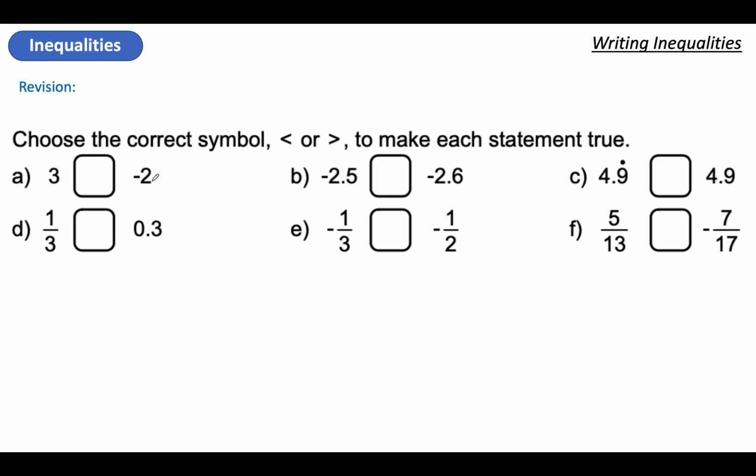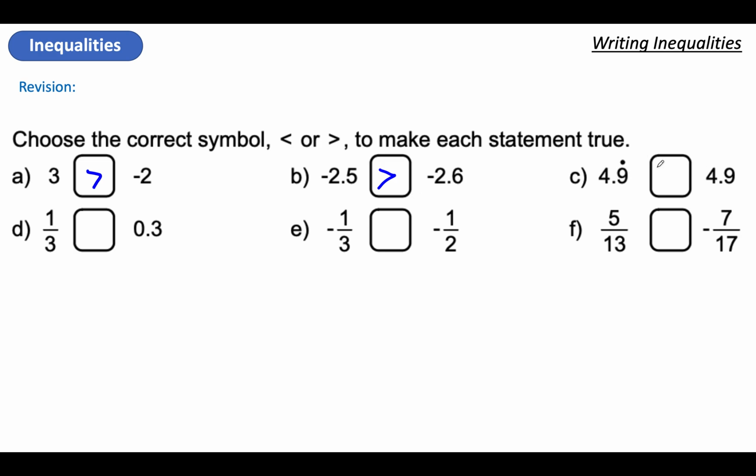Okay, 3 and negative 2. Well, 3 is bigger than negative 2. 2.5 and negative 2.6. Well, negative 2.5 is bigger than negative 2.6 because it's negative. This one is definitely smaller.